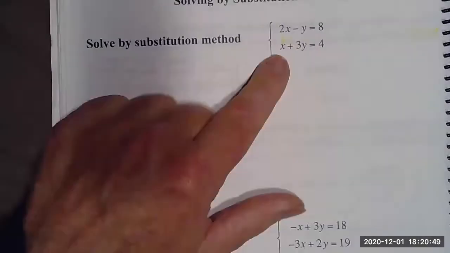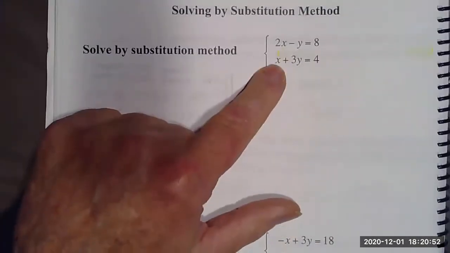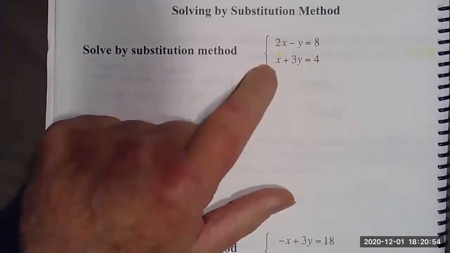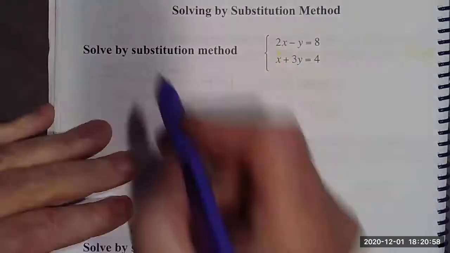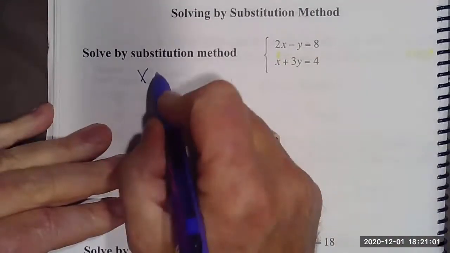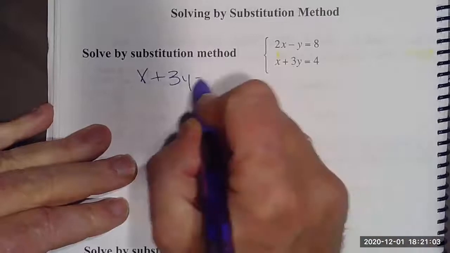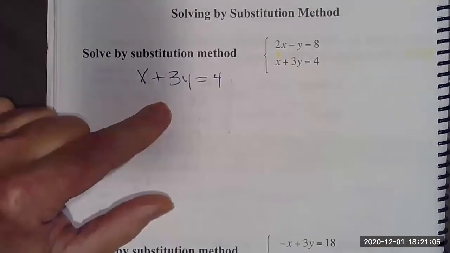Okay, both of them are kind of easy. I think I said I'd pick the second one. Okay, pick the second one. Get the x by itself. I'll rewrite it. Okay, getting the x by itself.